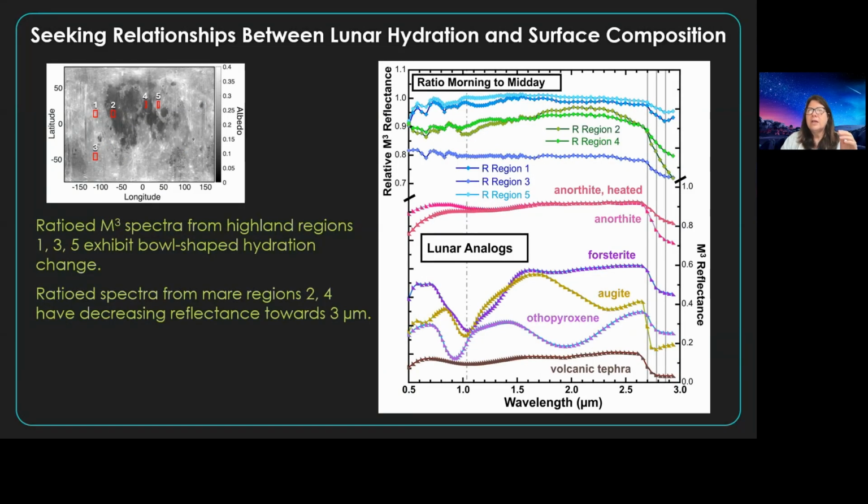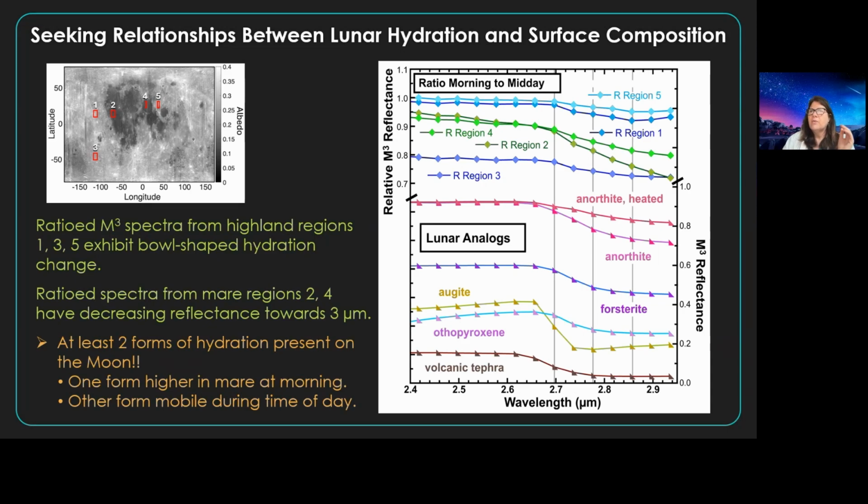Here again are those 5 locations, 2 and 4 from the Mare, and 1, 3, 5 from the highlands. And if we look at the green Mare spectra ratios, they tend to be increasing past the end of the M-cubed channels. So the change in the hydration band is increasing. Whereas for the blue highlands type, there seems to be more of a bowl-type shape, where it either plateaus or goes back up, indicating a different shape in that hydration feature. And so we compared these with a bunch of lab spectra as well. Next slide.